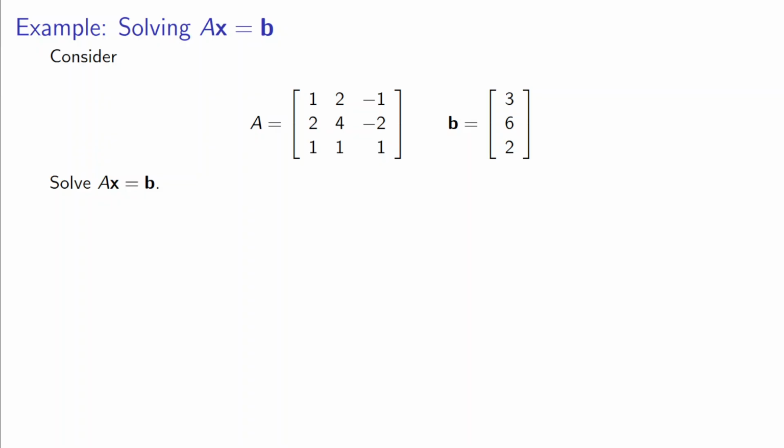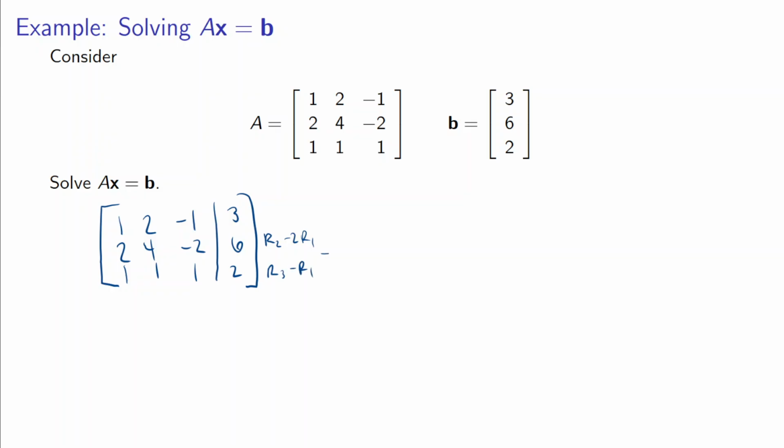So if we have A and b, and we want to solve Ax equals b, we don't necessarily have to go through all the steps that we went through before. We can just jump to knowing that this will have a solution precisely when the system that corresponds to the augmented matrix, where we've got A as the coefficients and b as the right-hand side, has a solution. So 1, 2, -1, 3, then 2, 4, -2, 6, and 1, 1, 1, 2. Okay, and maybe this one I will row reduce just to have a little more practice with that. So we might take R2 minus 2R1 and R3 minus R1.